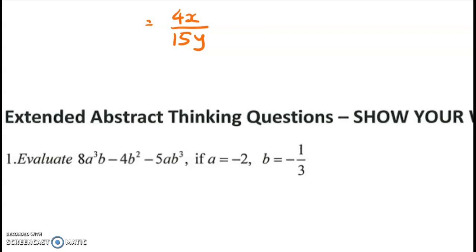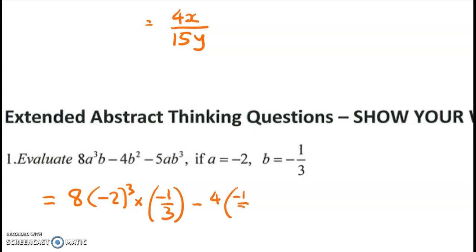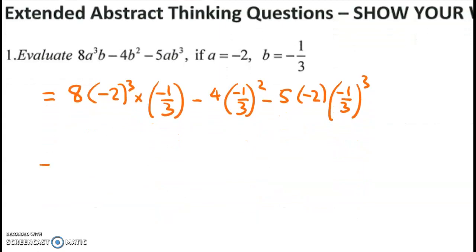First thing we do, though, is we show our substitution. So this is going to equal 8 times negative 2 cubed times negative 1/3 minus 4 times negative 1/3 squared minus 5 times negative 2 times negative 1/3 cubed. Right, and we're going to show that substitution. And no matter how good we are at doing maths in our head, we're always going to show that step, right? Whether you're in year 9 or year 13. Right, now we slowly go through it and we work it out.